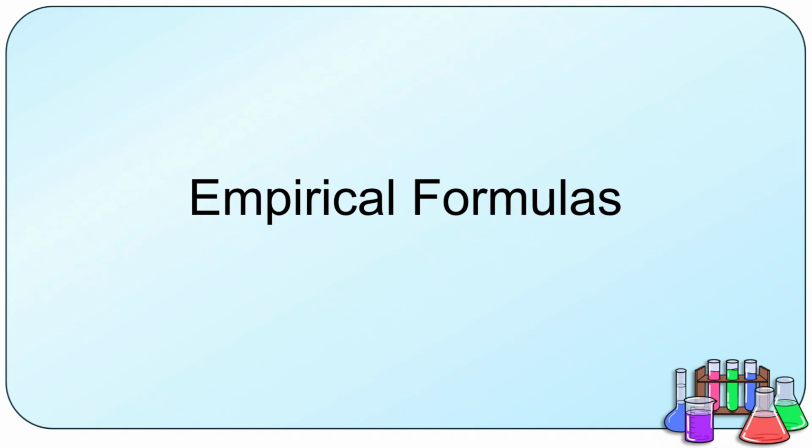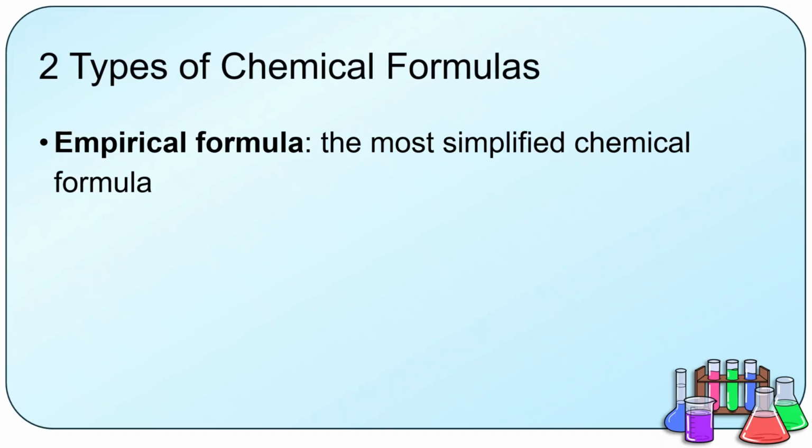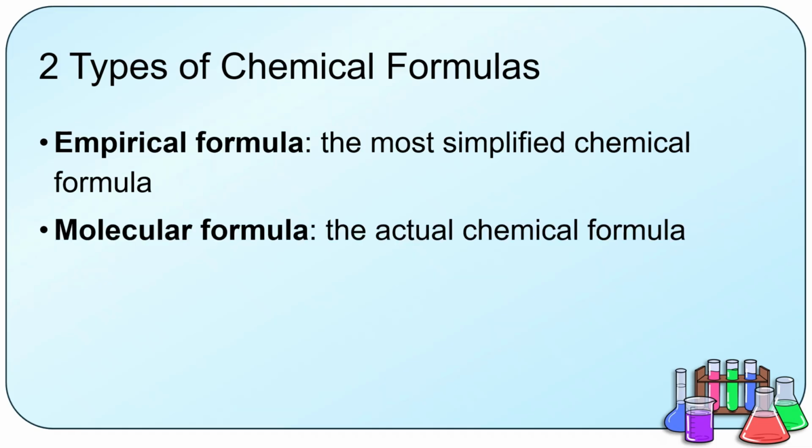Hi everyone! In this video, we'll learn how to write empirical formulas. There are two types of chemical formulas. The first is empirical formula, which is the most simplified chemical formula. The second is molecular formula, which is the actual chemical formula. Here's what that looks like.